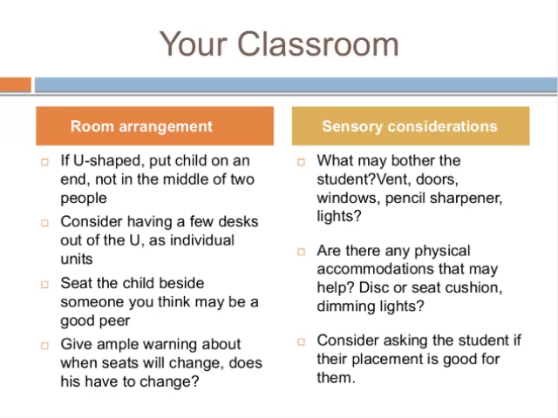Are the lights going to bother the child? Are there any physical accommodations you can make to help? Do they need a disc or a seat cushion on their chair? Could dimming the lights possibly affect their behavior, make it a little more calming? And, if you have a very high-functioning child with autism, you might even consider asking them ahead of time, privately, of course, where do you think would be a good place for you to sit? And they might be able to help you out themselves.